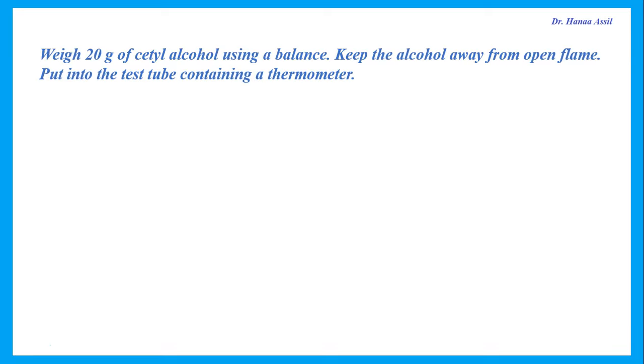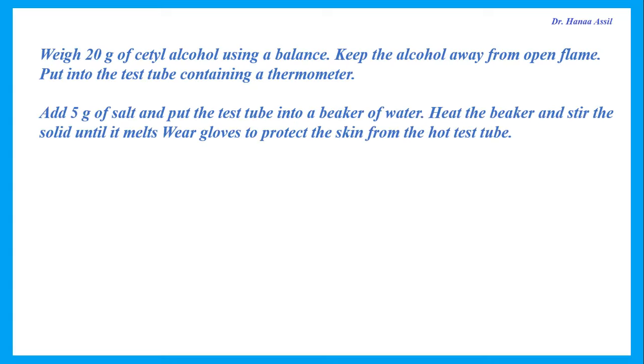Weigh 20 grams of the cetyl alcohol. It's in powder, so this is going to be in grams using a balance. Keep the alcohol away from open flame, this is a safety precaution. Put it into the test tube containing a thermometer. Add 5 grams of salt, so this is a certain amount of salt. Put the test tube into a beaker of water, heat the beaker, and stir the solid until it melts.